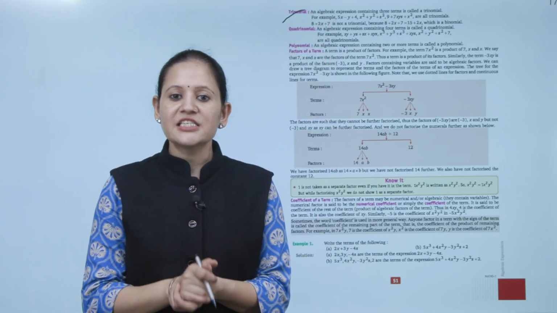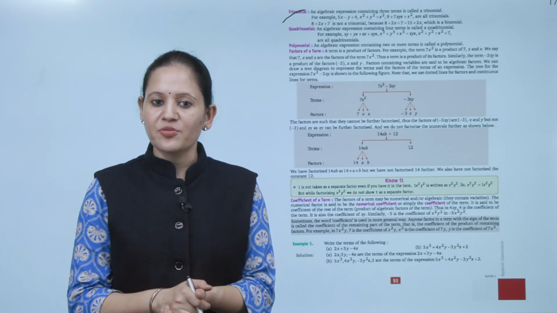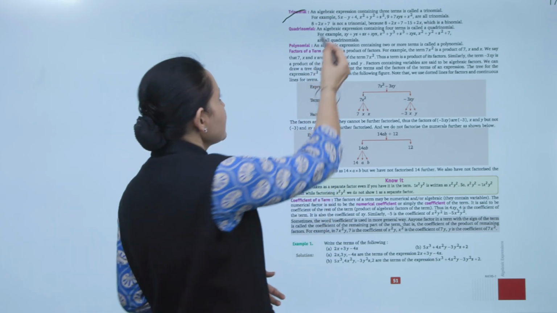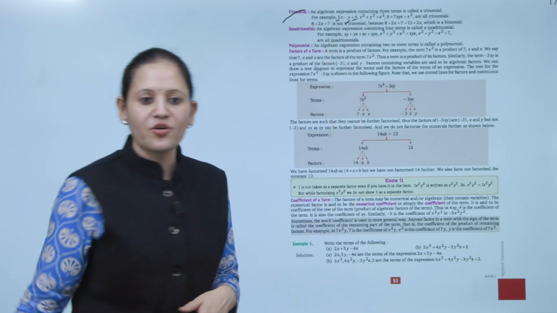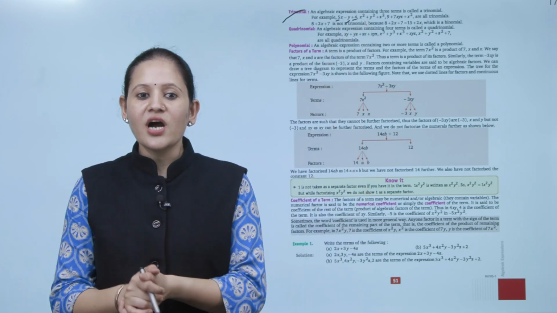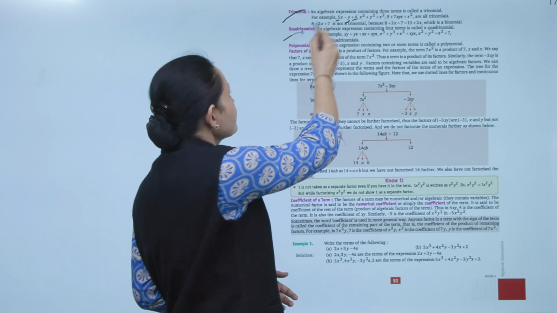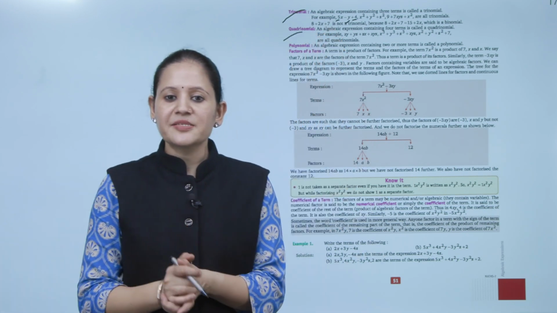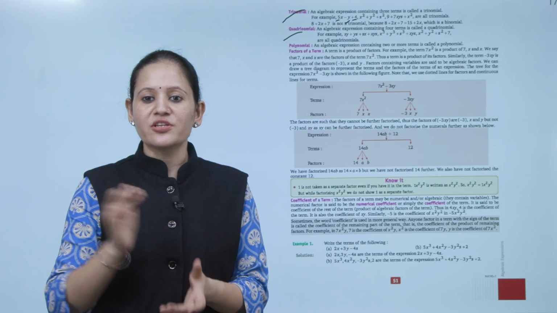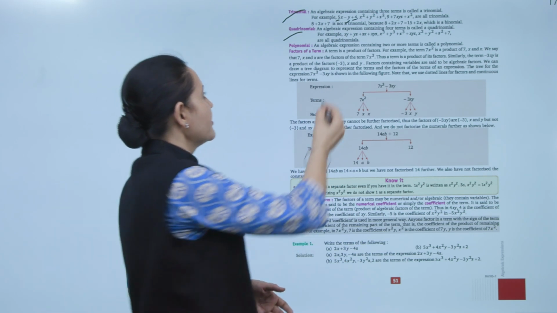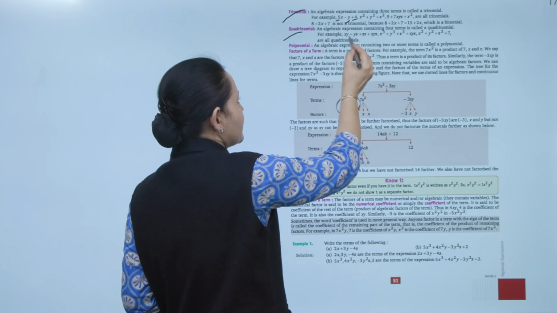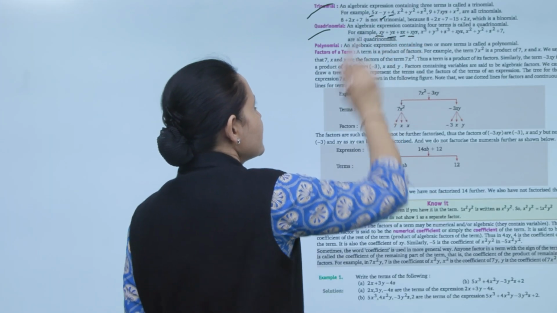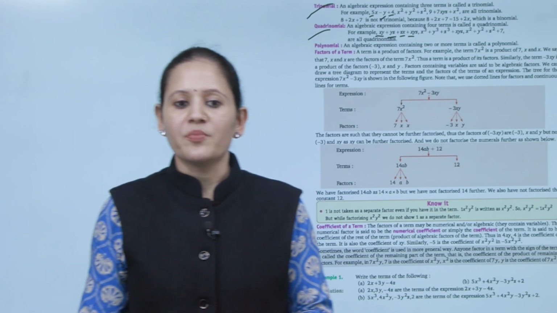Next is trinomial. An algebraic expression containing 3 terms is called a trinomial. For example, 5x minus y plus 4. 3 terms are there, so it is an example of a trinomial. Next is quadrinomial. An algebraic expression containing 4 terms is called a quadrinomial. For example, xy plus yz plus zx plus xyz. So 4 terms are there, so that is an example of a quadrinomial.